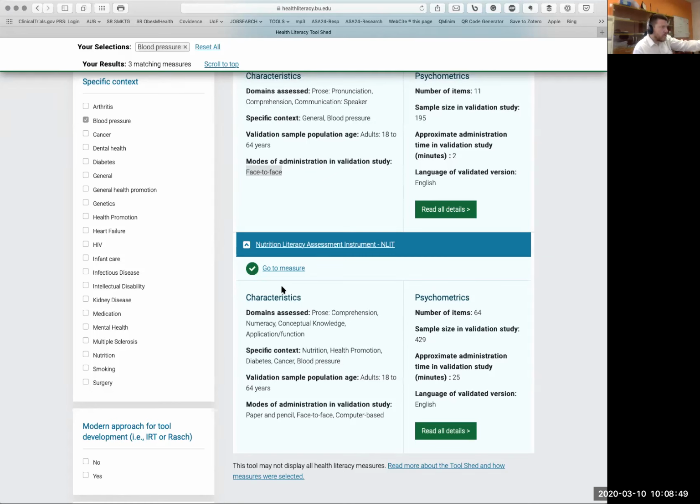In the case of the nutrition literacy assessment instrument, this is a tool that has been validated with about 400 people, and they tested paper and pencil, face-to-face, and computer. So they said basically there's no difference if I ask the question using a paper and pencil, self-administered, if I use it computer-based, so self-administered via online surveys, let's say, or by interviewer. Okay, this is the idea. I see. Thank you.